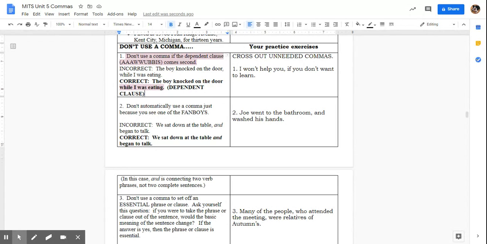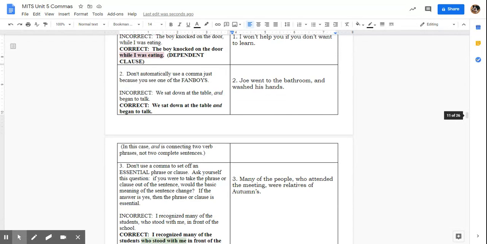So here, I won't help you, if you don't want to learn. Remember, when a dependent clause comes second, or comes after the independent clause, we do not use a comma, okay, and you will cross that out or remove that.